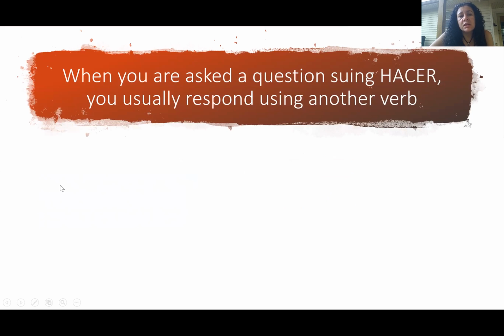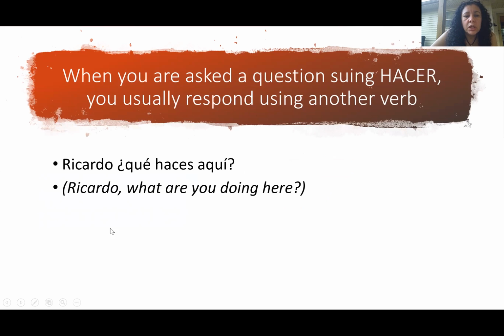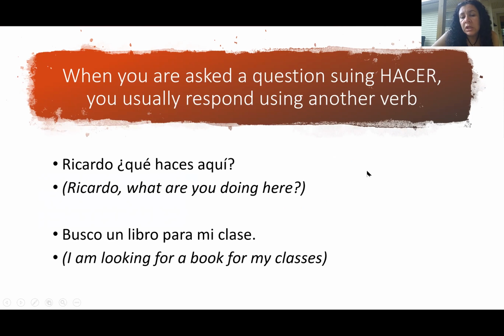Now, when do we use it? When you are asked a question, you use hacer. See? But in the question, you're going to see hacer. You're not going to see hacer in the response because you're going to replace it. And here we have a typo. So you hear the question, Ricardo, ¿qué haces aquí? Haces will be in the question, but it'll be replaced by the actual action in the answer. So we say, busco un libro para mi clase. See? You don't need hacer anymore in the answer because it's been replaced by busco.